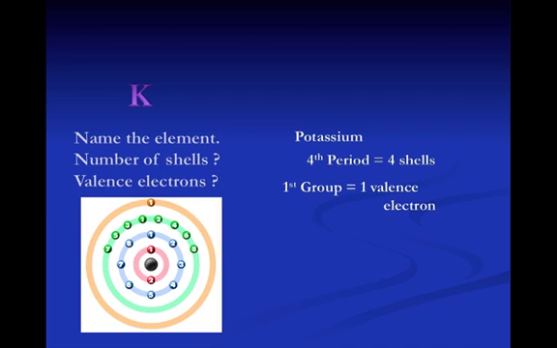Notice that if you count up all the electrons, it still has 19 total, because its atomic number is 19. So 2 on the first level, plus 8 on the blue level, that's 10, plus 8 on the green level, that's 18, plus the 1 orange one, that makes 19.